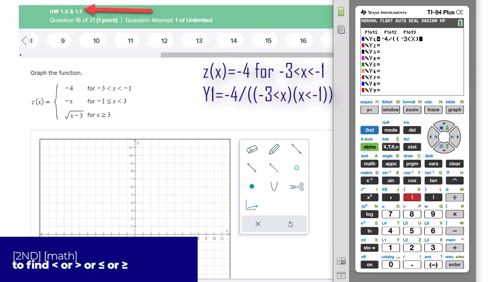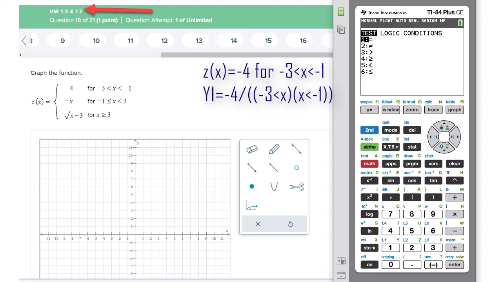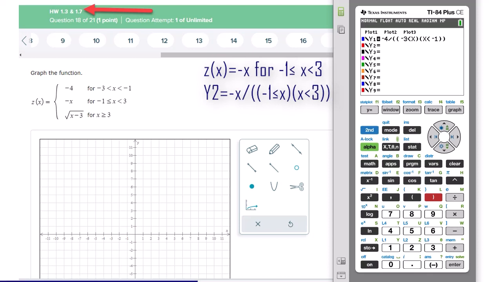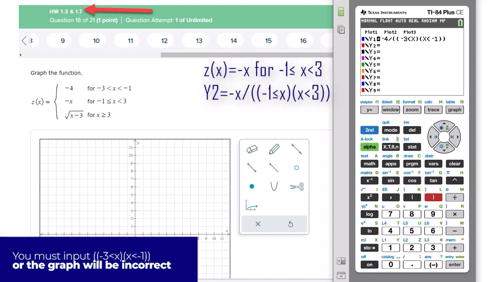Then I want another parentheses, x, second math gets me to my less than and greater than, etc. symbols. I want strictly less than this time, and this is -1. Close the parentheses and then close the parentheses. So I need two parentheses enclosed in a wider parentheses. If I don't use the double parentheses, this will not graph correctly. The second part is -x.